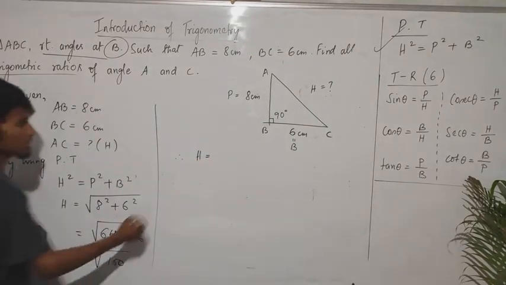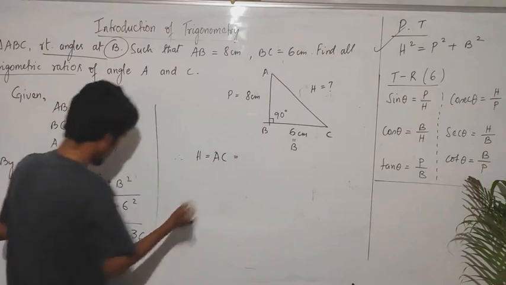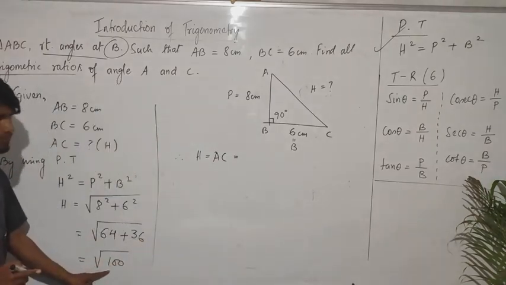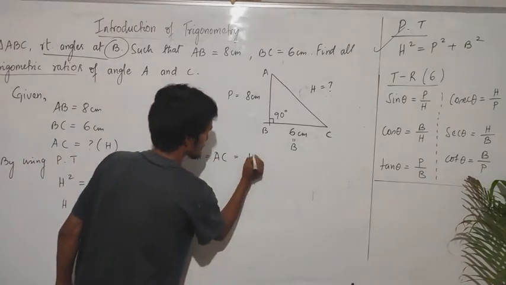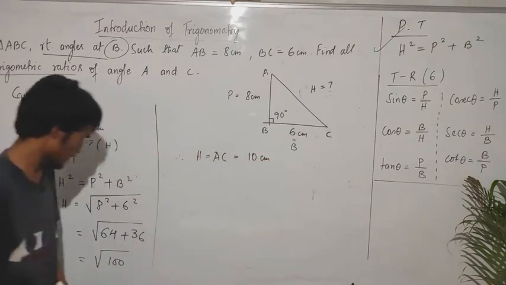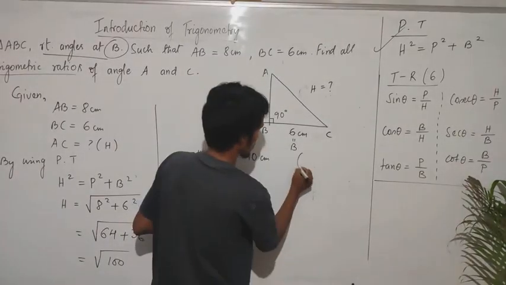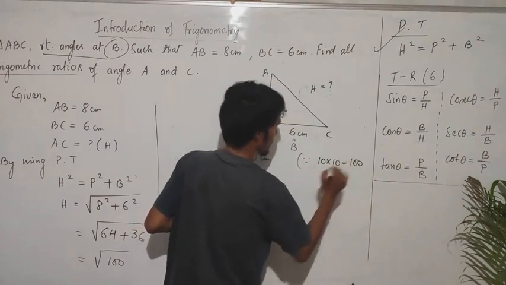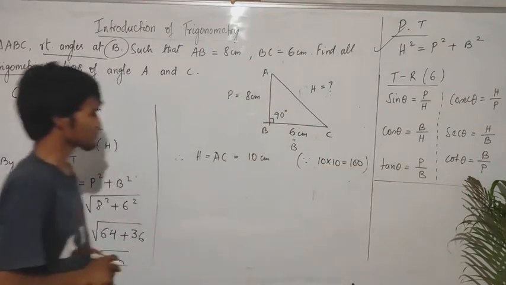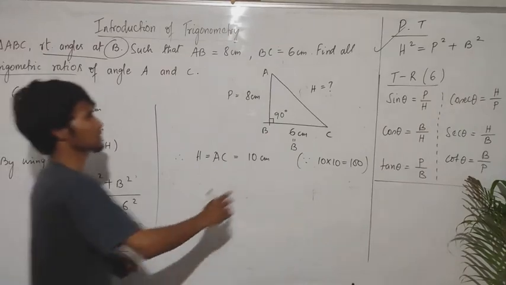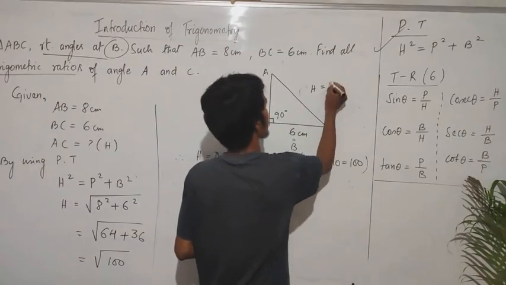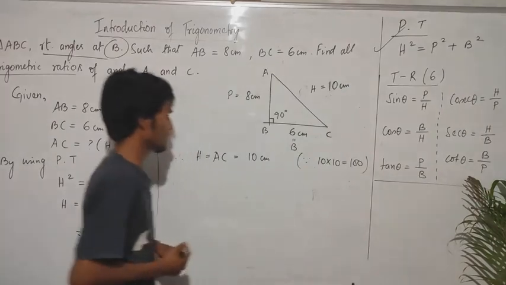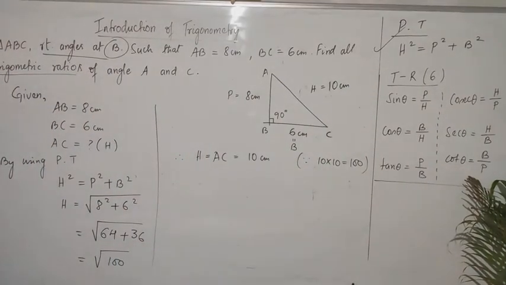Therefore we get the value of H, which is AC. What's the square root of 100? Square root of 100 will be 10 centimeter, because 10 into 10 is equal to 100. Now we got the value of H. How much did we get? 10 centimeter. Now we got up to here.